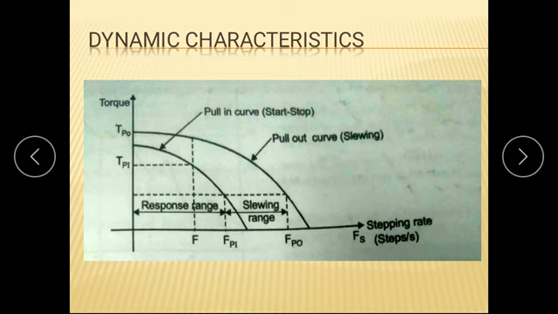And what does the slewing range mean? It is the range of the stepping rate at which the stepper motor can run in slewing mode without losing the synchronism. That slewing range extends from FPI to FP naught. Then you will have a pull-in curve and pull-out curve in your textbook. Please refer, and you have to write all the definitions and curves for this question.